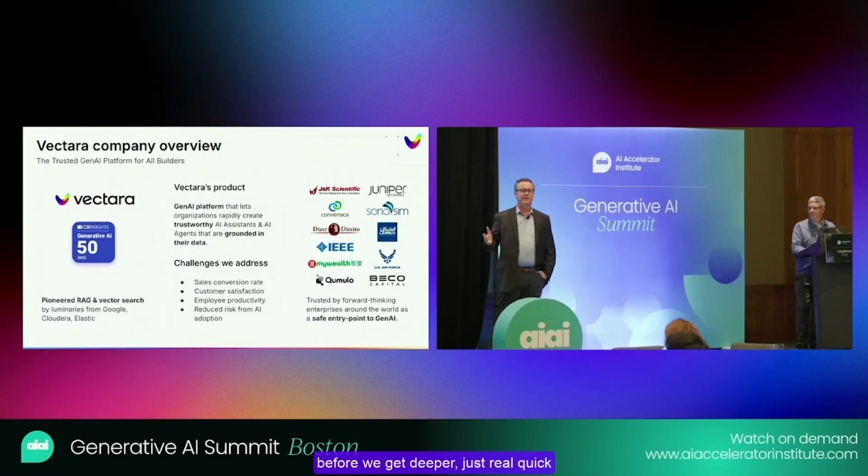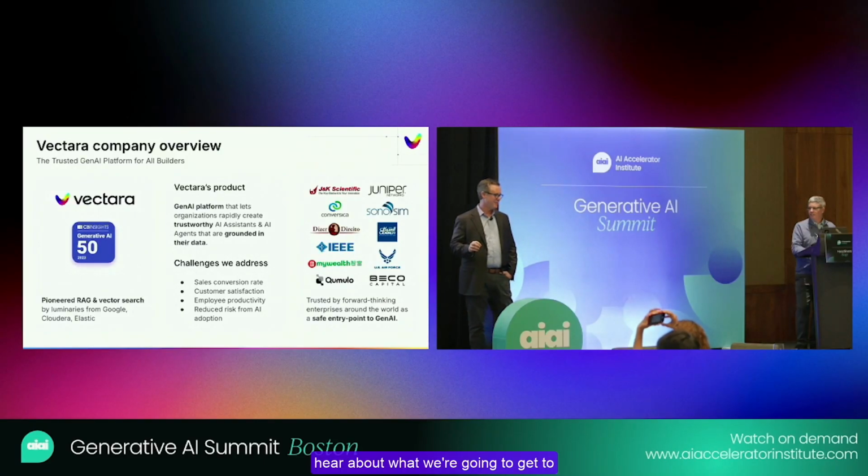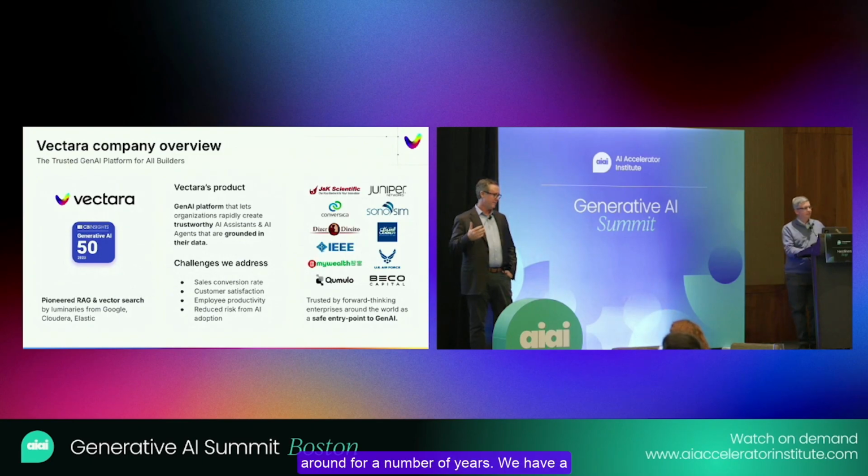And so before we get deeper, just real quick about the company. I know you're here to hear about what we're going to get to with hallucinations, but Vectara's been around for a number of years. We have a number of existing customers, clients, and technology partners, and we've got some luminaries from Google, Cloudera, and Elastic. So we've got some really strong tech that we build into our trusted generative AI platform.